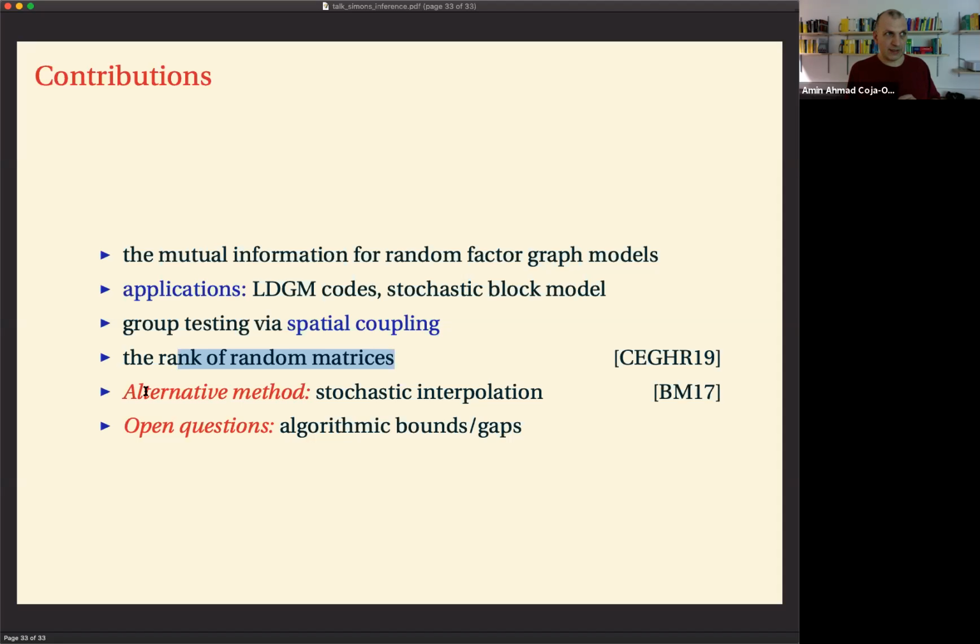And I should mention there's also an alternative approach to many of these problems based on the stochastic interpolation method developed by Barbier and Macris over the last couple of years.